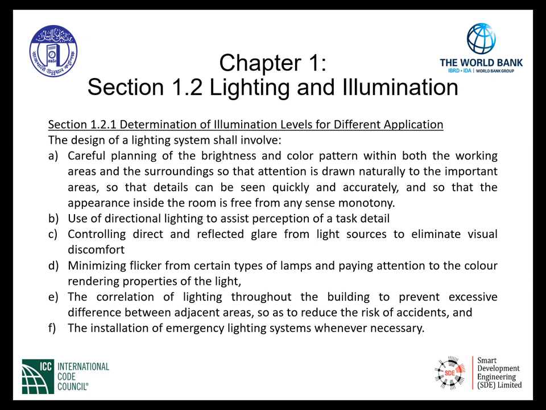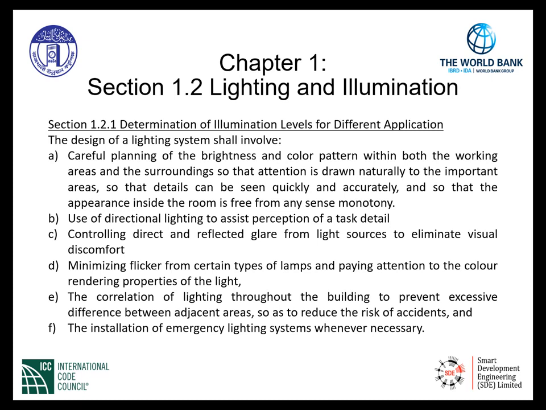Controlling direct and reflected glare from light sources to eliminate visual discomfort is given in item C. Another item, item D, is minimizing flicker from certain types of lamps and paying attention to the color rendering properties of the light, which is important as well for user comfort and distraction characteristics. Item E, the correlation of lighting throughout the building to prevent excessive difference between adjacent areas so as to reduce the risk of accidents. And item F, the installation of emergency lighting systems whenever necessary.